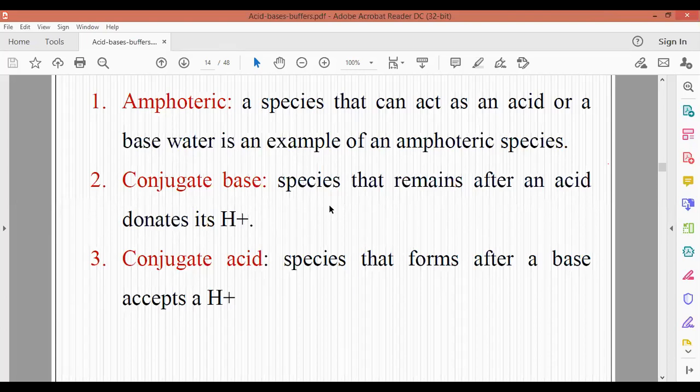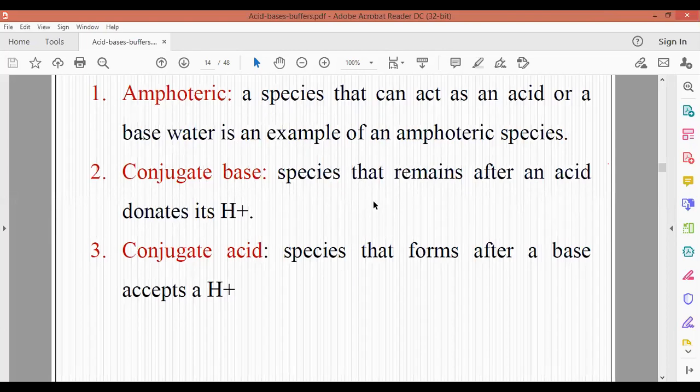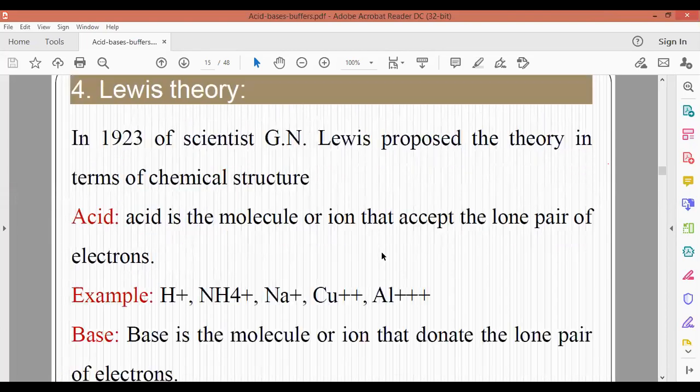So according to Bronsted theory, what is meant by the acid as well as the base? Acid is a substance which donates the proton. Base is the substance which accepts the proton. That is called the Bronsted theory. Next one is the Lewis theory. The third one is the traditional theory. According to the traditional theory, what is that?